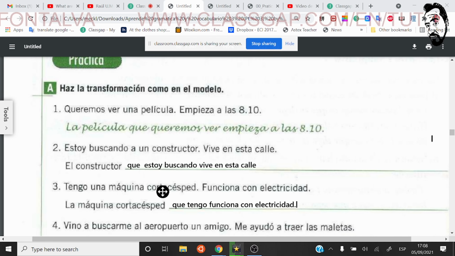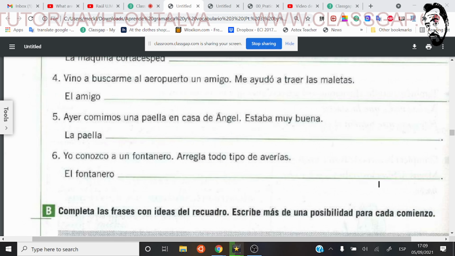Número 4. Okay, so vino a buscarme al aeropuerto un amigo. Me ha ido a traer las maletas. Okay. So el amigo que, okay, so my friend that I'm searching in the airport. Okay. What friend you talking about? That's the idea. What friend you talking about? So you have to tell me the sentence that defines that friend you're talking about.